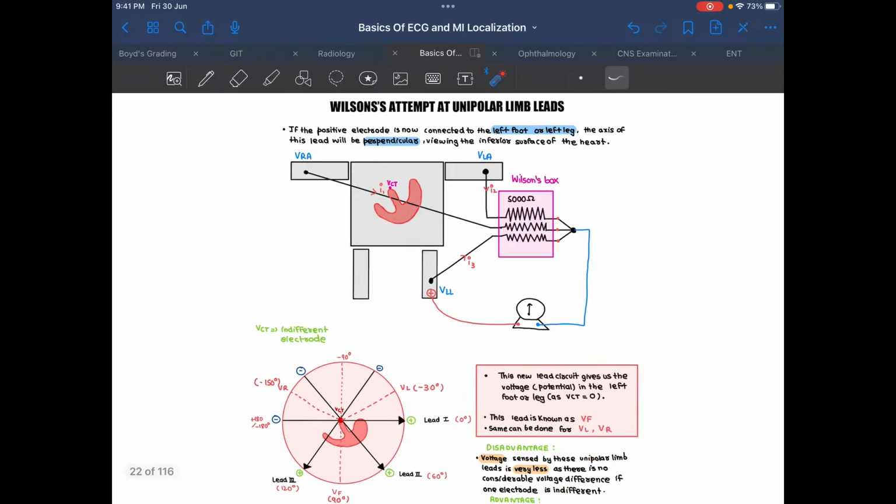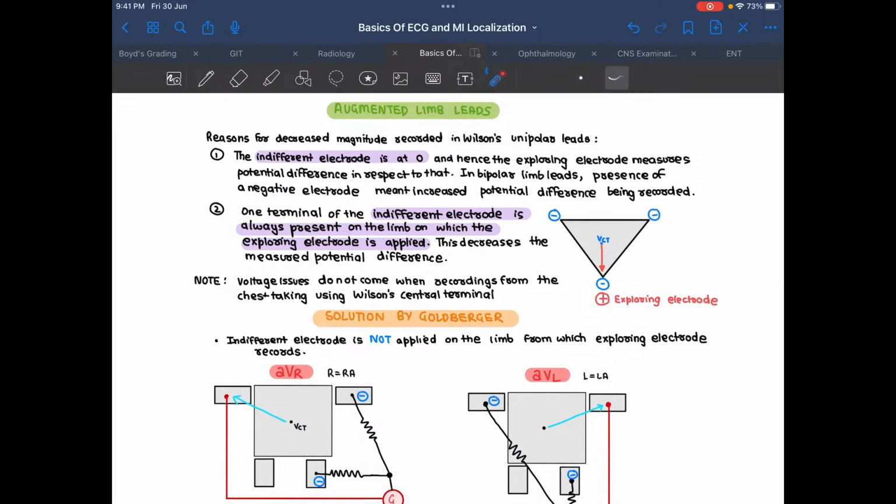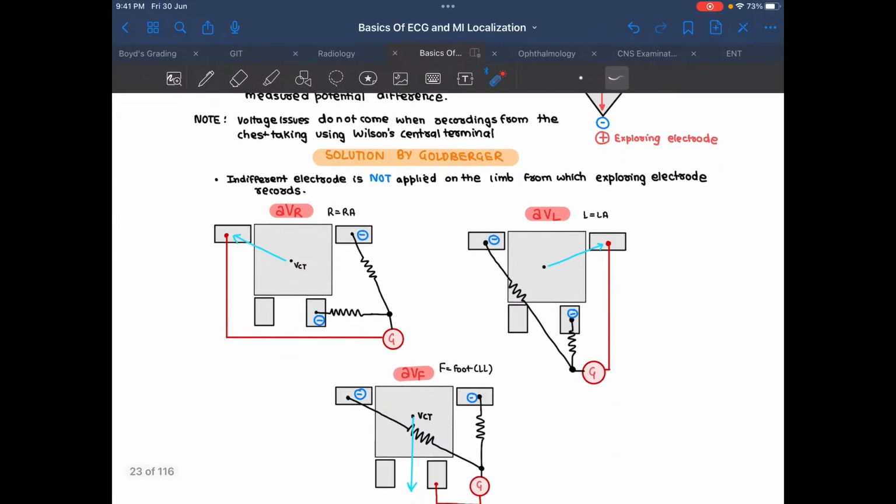Okay? So let's talk about the next thing in line. Then we have something known as the augmented limb leads. These augmented limb leads were given by a person known as Goldberger. What Goldberger wanted was to create limb leads which are somewhat augmented. How did he do that? He also took Wilson's concept, he also created a central terminal. But he said, if I want to augment the right arm lead, what is that known as? That is known as augmented AVR, the augmented right arm lead.